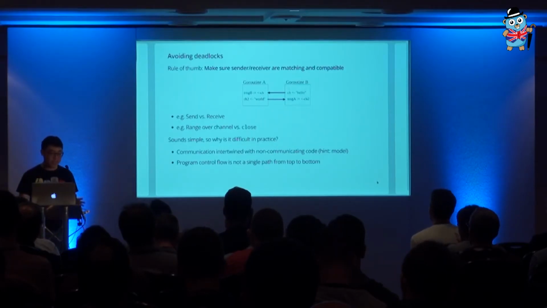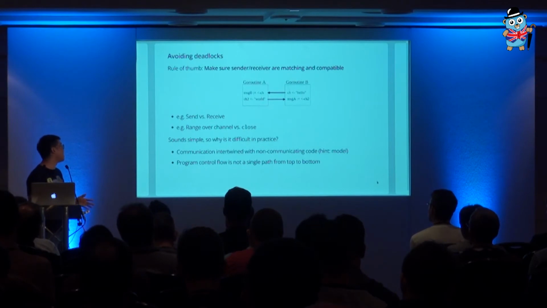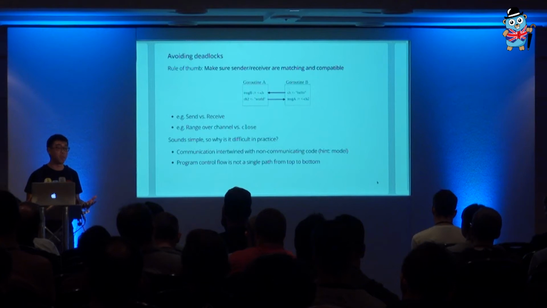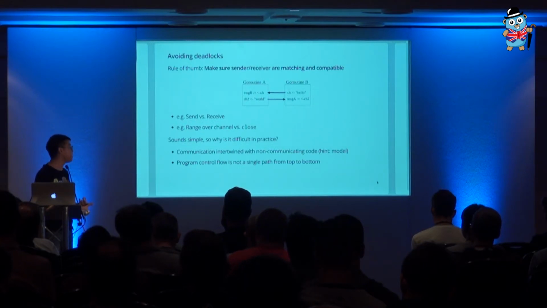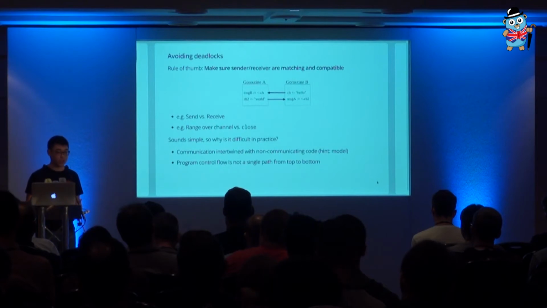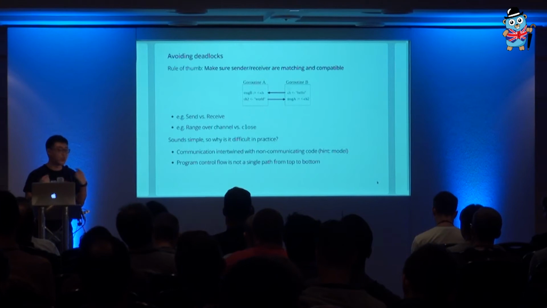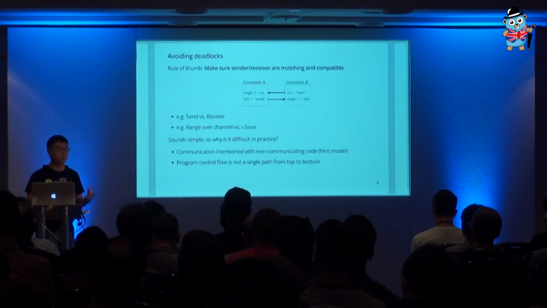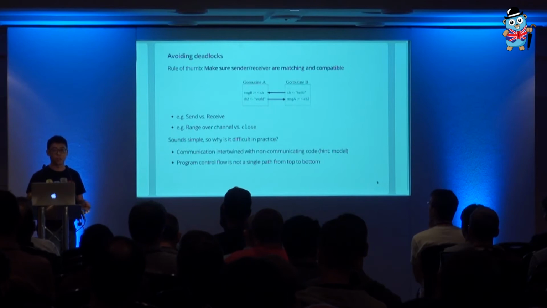This sounds really, really simple, but it turns out in practice it's very hard to really do. Well, why? Because of two main reasons. One, communication: you don't usually write communication code in isolation. You don't just have a program that just sends messages. You want your program to do something, so you have to intertwine it with non-communicating code. So maybe you're calculating something, and then you want to send the result to a receiver, something like that.